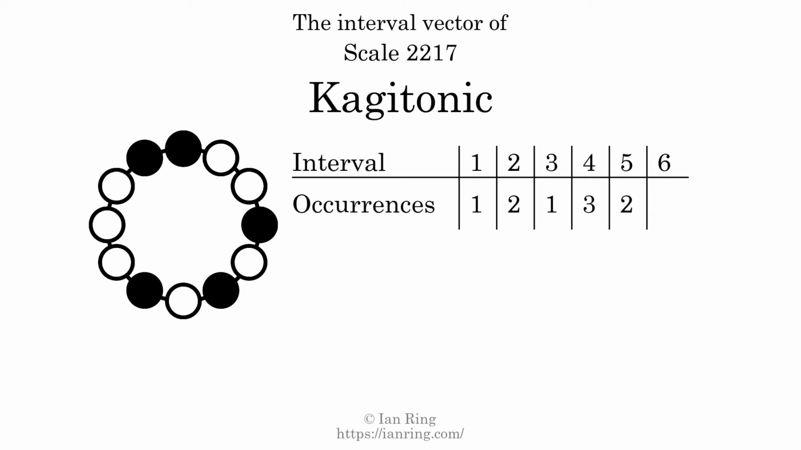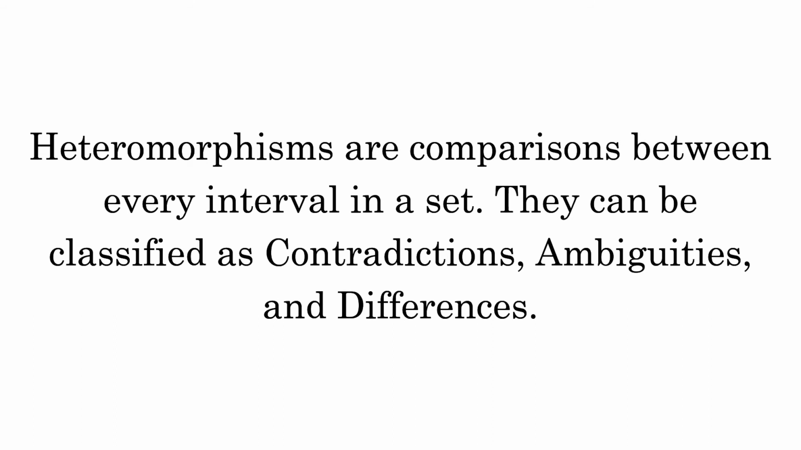There are 2 intervals with a size of 5 semitones. They are here and here. There is one interval with a size of 6 semitones. It is here. Each interval does not appear in this scale a unique number of times, so this is not a deep scale. Heteromorphisms are comparisons between every interval in a set.